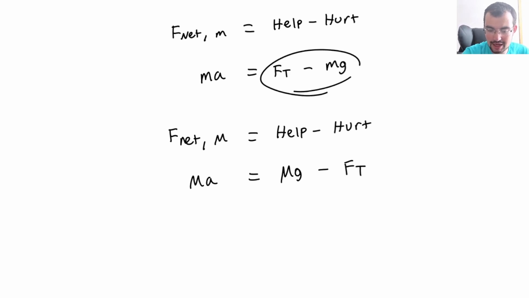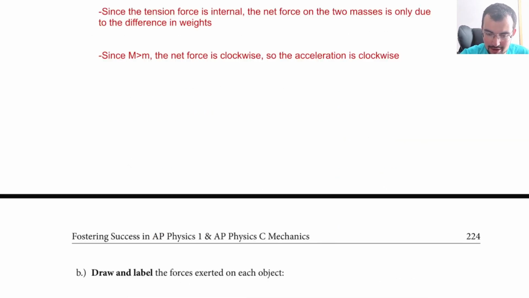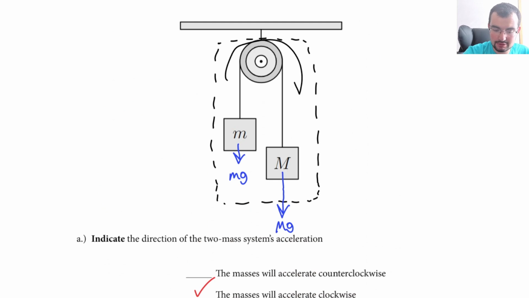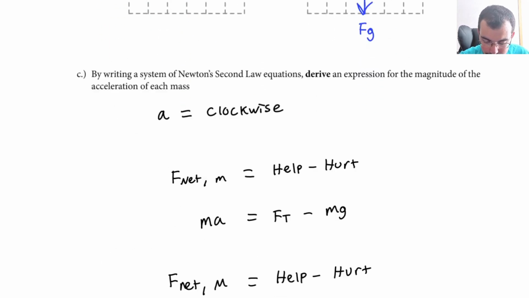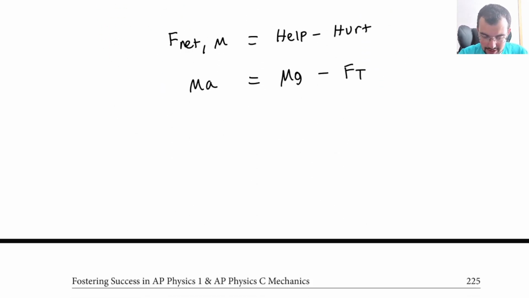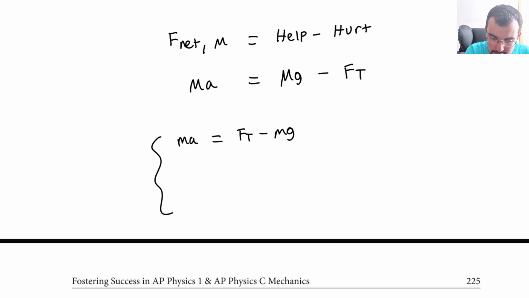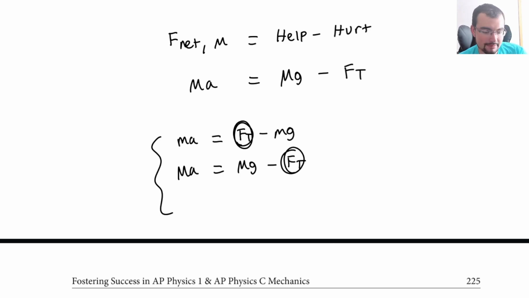So notice we have sign differences here, even though the directions of the forces were the same on our diagram. Again, we're thinking about counterclockwise versus clockwise. Anything that's going counterclockwise is negative. Anything that goes clockwise is positive. So now we've got to solve this to get the acceleration. We said little ma was equal to FT minus little mg, and big MA was equal to big Mg minus FT.